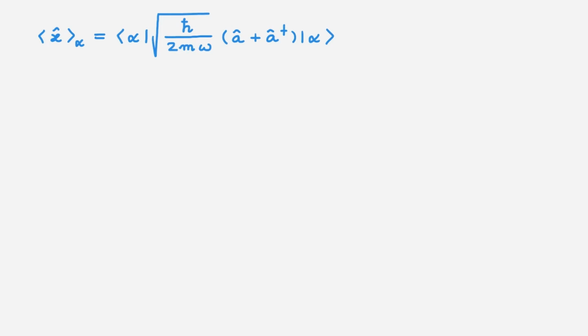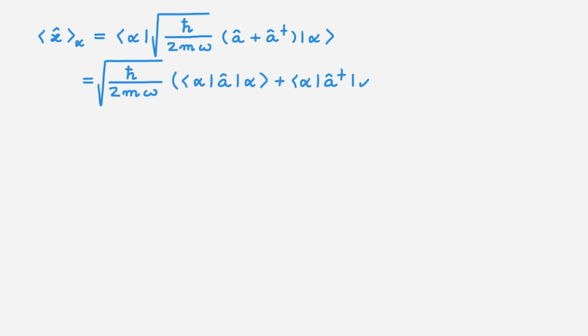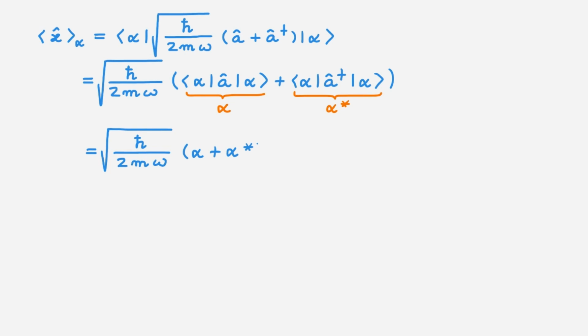Let's start with the expectation value of the position operator with respect to a coherent state. The first step is to write this out using the expression of the position operator in terms of ladder operators, which is a result that should look familiar from the video on ladder operators. We can then take out the scalar prefactor, multiplying the expectation value of the lowering operator and of the raising operator. From our derivations earlier, we know that this is equal to alpha, and this is equal to alpha star. Therefore, we end up with the prefactor times alpha plus alpha star.